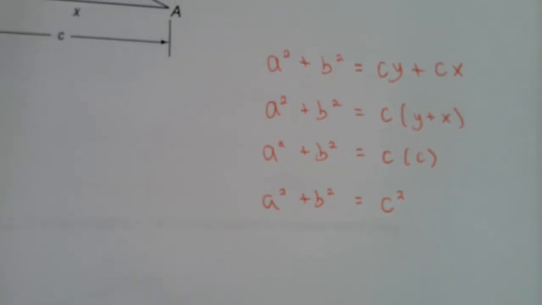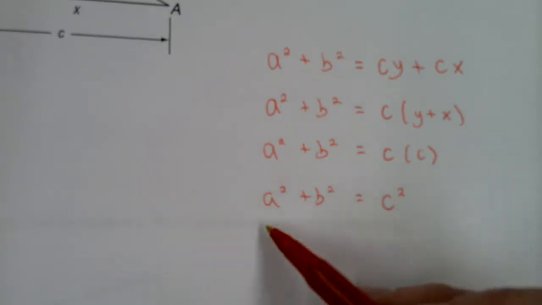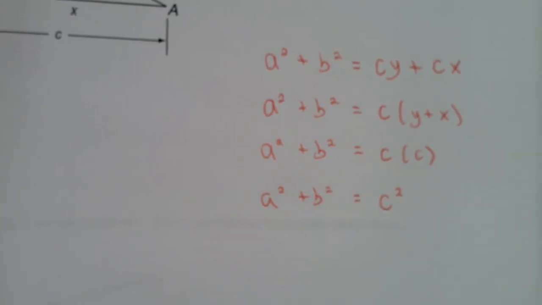So you can see a squared plus b squared equals c squared. In other words, one leg squared plus the other leg squared equals the hypotenuse squared.